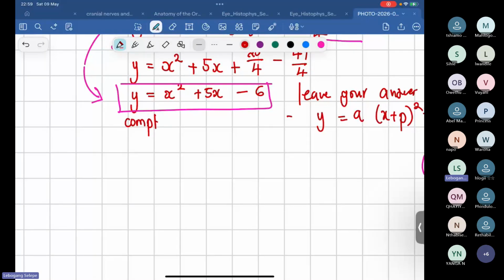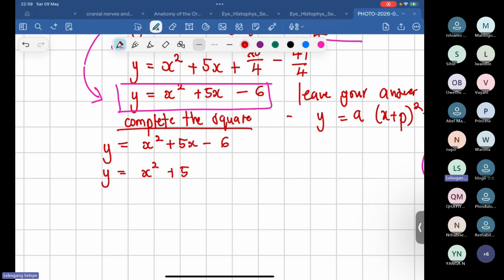I'm going to show you how I complete the square. Basically what you do is you have y equals x squared plus 5x minus 6. How you complete the square, you isolate the last term. So it's going to be y equals x squared plus 5x. This negative 6, you push it away. And then what you do basically is you say, what is half of the middle term squared? So half of the middle term squared.